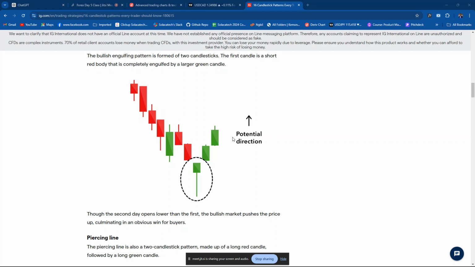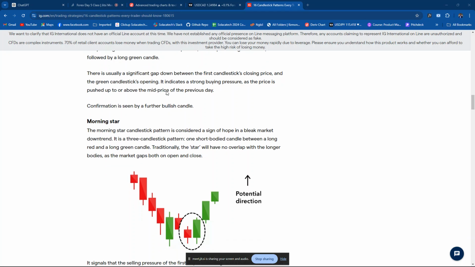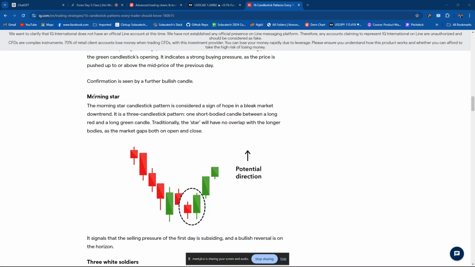All right, so let's move on. The next one is the morning star. Leave the piercing line, it's also a two candle pattern made up of a long red, but let's ignore that; you can read on it much later. So we have the morning star. The morning star candlestick pattern is considered a sign of hope in a bleak market downtrend. It is a three candlestick pattern: one short bodied candle between a long red and a long green candlestick.